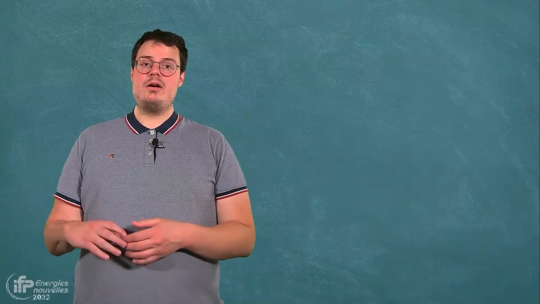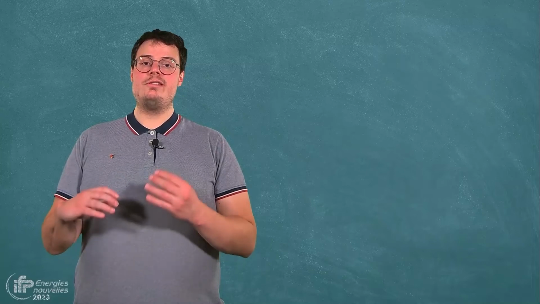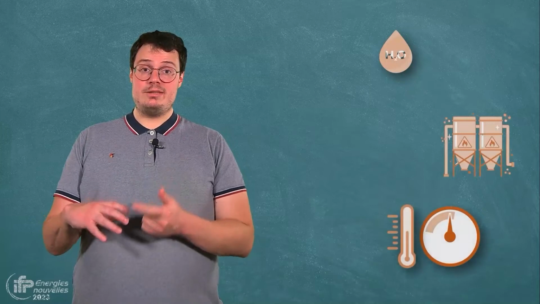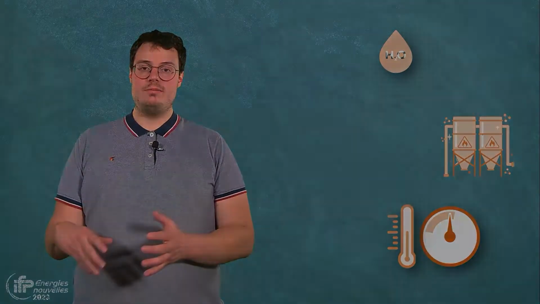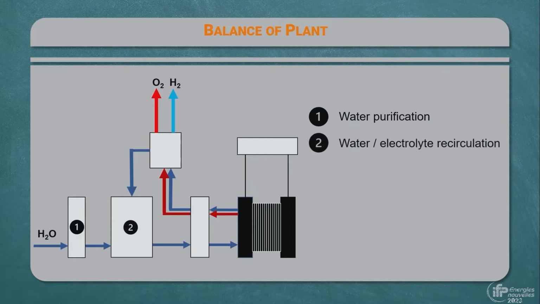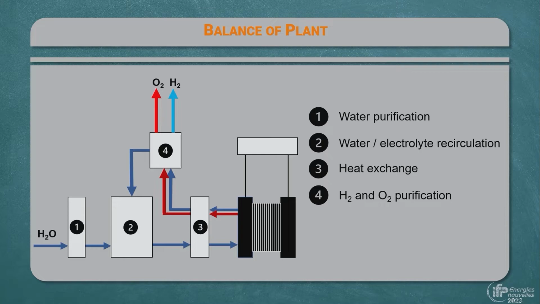The balance of plant allows the electrolyzer to meet all the conditions necessary for the stack to function properly in terms of water supply, gas purification, and temperature control. These parameters, therefore, need to be adapted to each different electrolysis technology. Here we have a simplified diagram of an electrolyzer with a balance of plant. We can recognize the electrolyzer stack in black and the 5 different steps of the process: water purification, water and electrolyte recirculation, heat exchange, hydrogen and oxygen purification, and power supply.